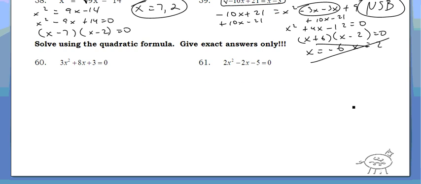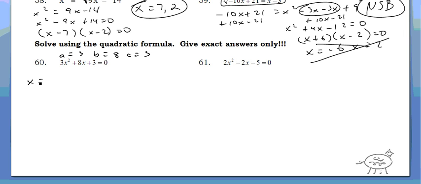All right, last two here. Solve using the quadratic formula. Give exact answers only. Okay, so you want to be able to give an exact answer and also a decimal approximation. But let's do exact, and actually we'll do approximation with that. So A is 3. Oh, by the way, it's set equal to 0 already. That's important. B is equal to 8, and C is equal to 3.